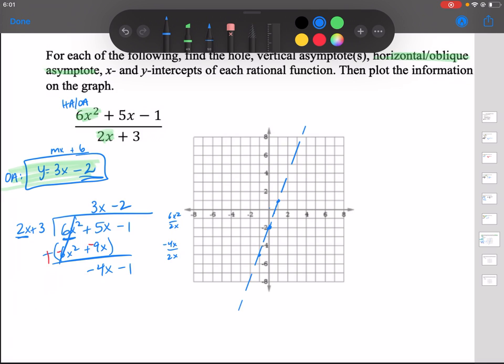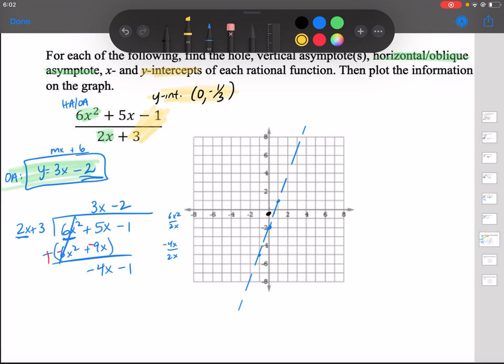So let's go ahead and get our y-intercept, because that's something else we've found. For the y-intercept, remember my quick trick is to do the constants. So the y-intercept would be 0, negative 1/3. So I'm just going to plot negative 1/3 right here. And there's my y-intercept.